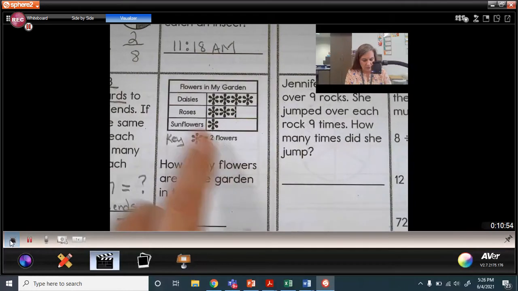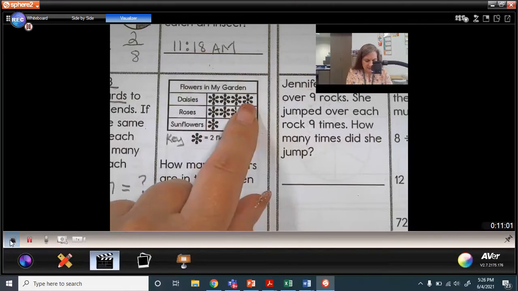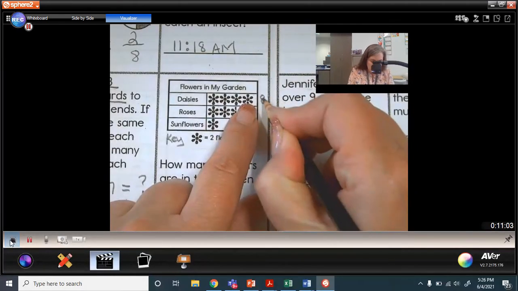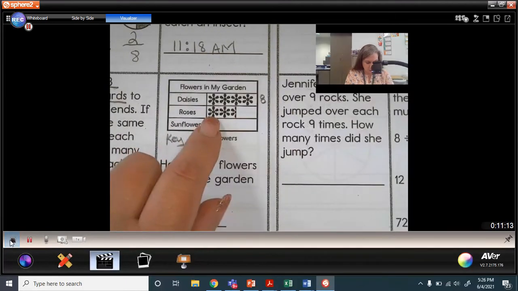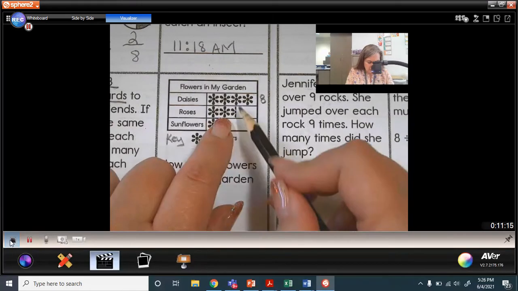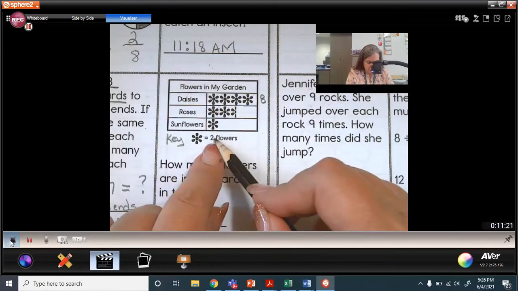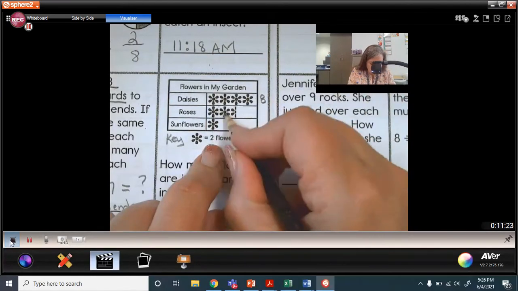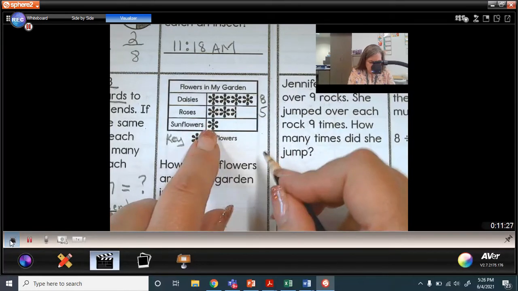So how many daisies does this person have? Well, this is 2, this is 4, this is 6, and this is 8. So notice, I haven't even looked at my question yet. I'm just looking at what my pictograph tells me. Here I have roses, I have 2, I have 4. Now this is half of 1. So since it's half, I'm going to take half of these 2, which is 1. So this would be 2, 4, and 1 more makes 5. And sunflowers, she has 2.